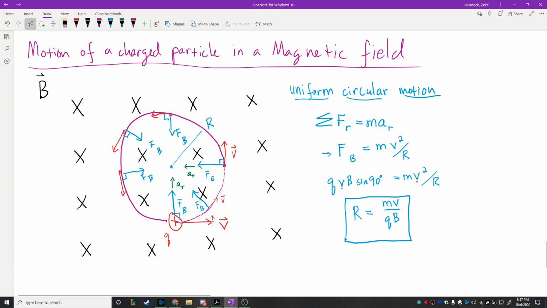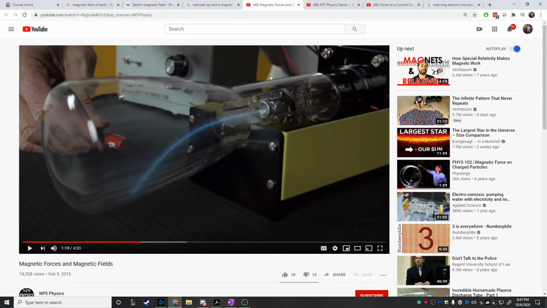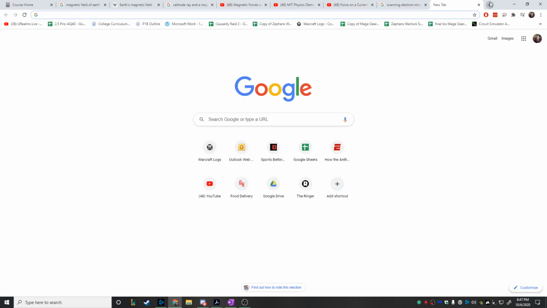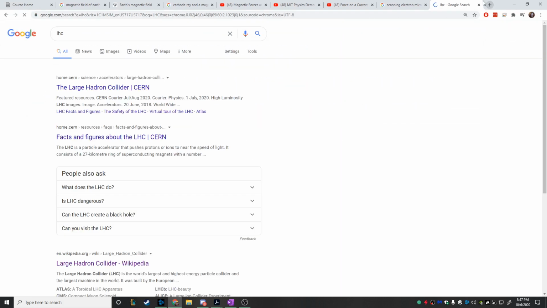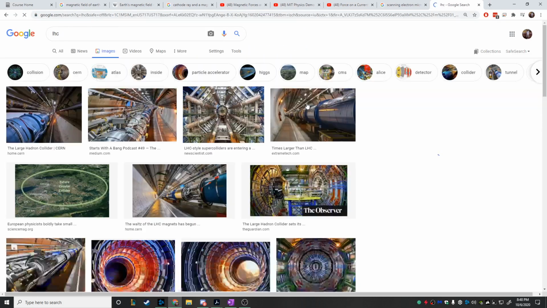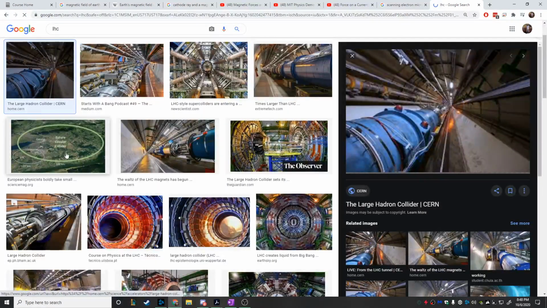In addition, when we collide the particles together, and this is done, if you don't know about this or haven't heard of it before, currently at a place called the LHC. The LHC is something called the Large Hadron Collider. It is a large circular collider shown in this picture here, drawn on a map.